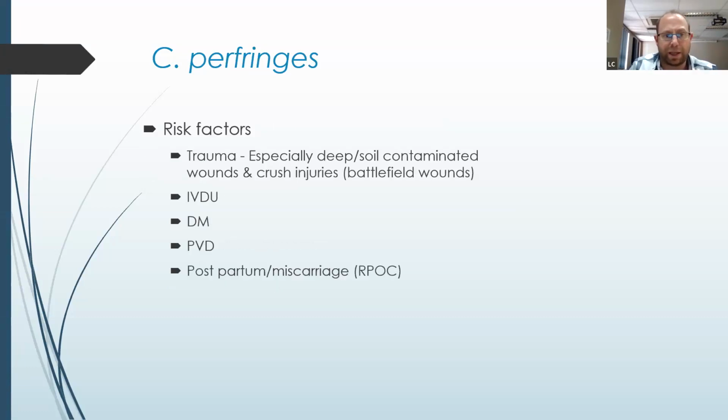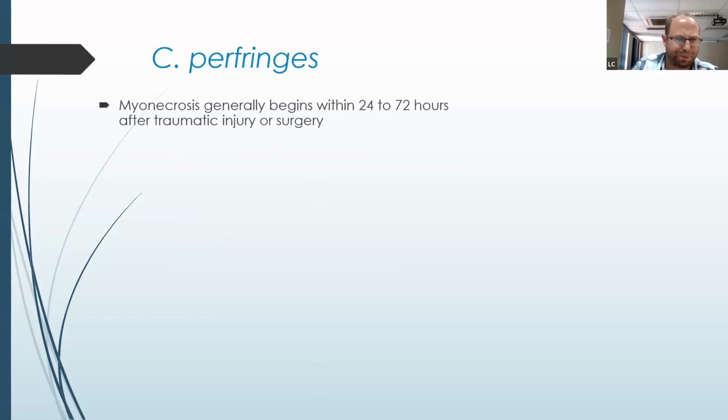What are the risk factors? Again, trauma, especially with deep or soil-contaminated wounds, crush injuries. These were well characterized on the battlefield historically. Intravenous drug use, especially subcutaneous injections, diabetes, peripheral vascular disease with the permissive anaerobic environment that will allow, and then postpartum or post-miscarriage with retained products of conception.